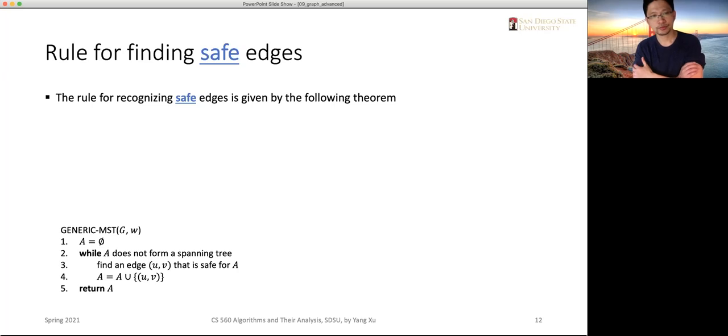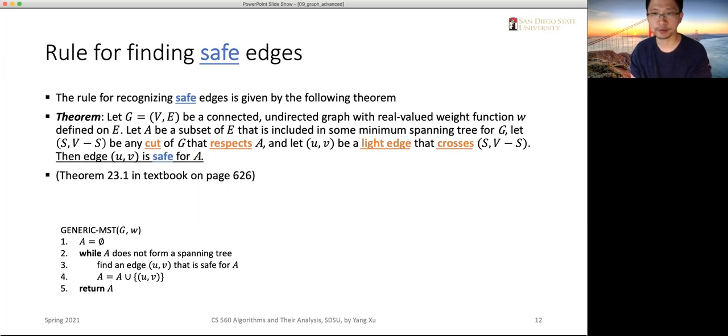And the rule of finding a safe edge is given by the following theorem. It's pretty long, right? But you will see that it just uses the concepts that we have introduced so far. So it says, given a graph that is connected and undirected, and it has a weight function, and the subset A that we are trying to grow is a subset of some minimum spanning tree, right?